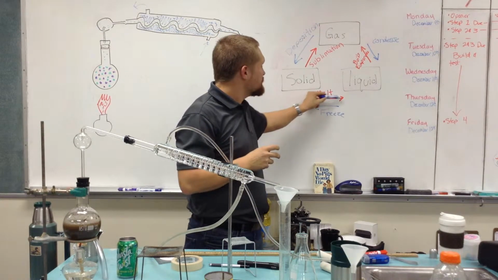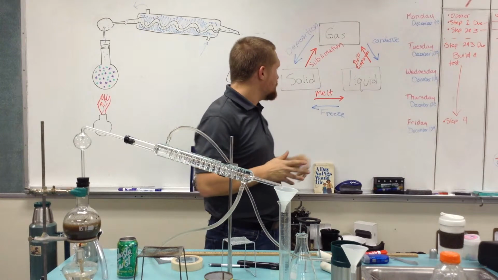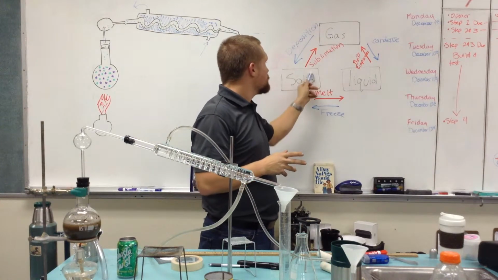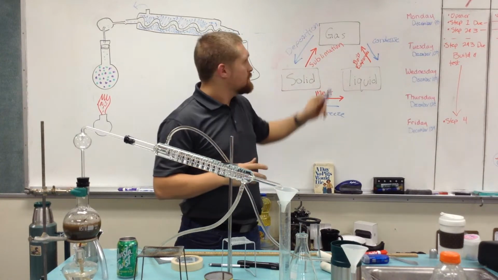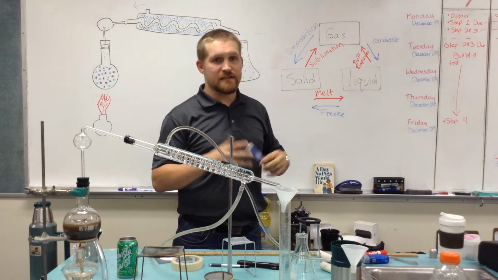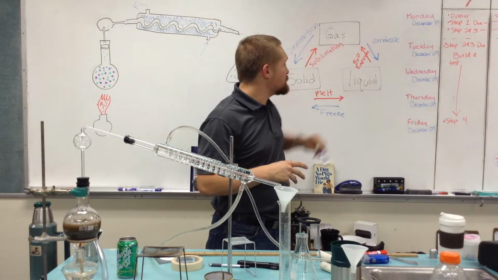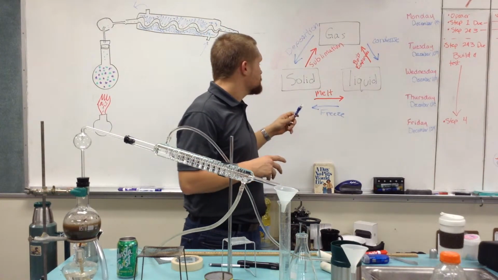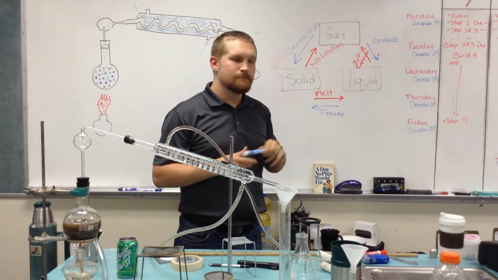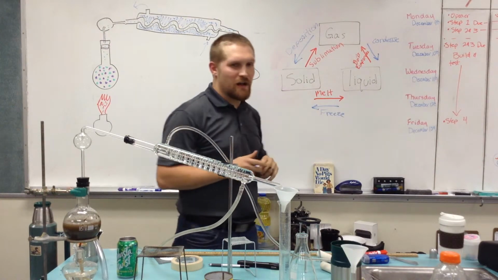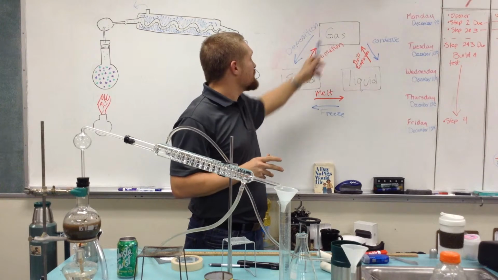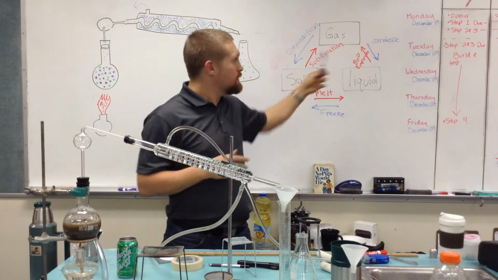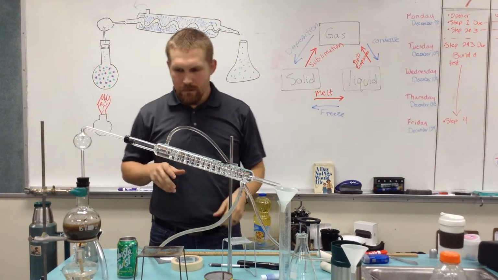When we add, so these red arrows are when we add energy. We melt, we boil, we sublimate. The blue arrows are when we take away energy and slow down those particles. We condense a gas to a liquid. We freeze a liquid to a solid. Okay? We deposit a gas to a solid. So the blue is where we take away energy.